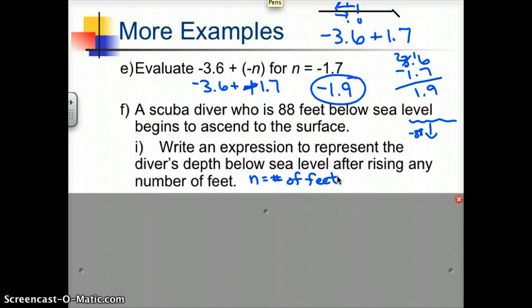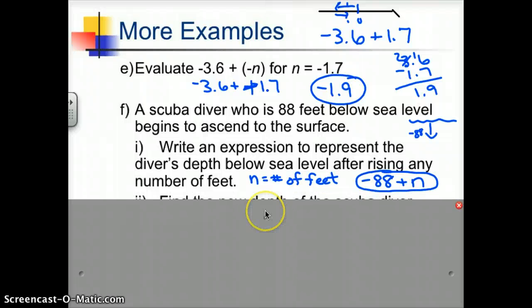Okay, think about if you can solve that on your own. But what's going on here? It starts at negative 88, and he is adding, because he's going up n feet. So this is an expression. We don't need an equal sign. I'm not writing an equation. That would be his depth below sea level now. He was at negative 88 plus n.